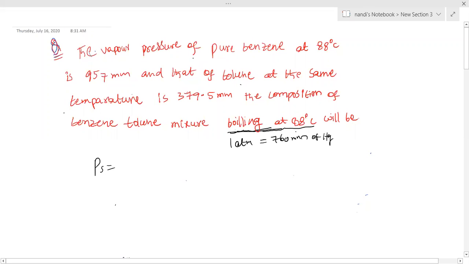So we know that the total pressure P equals, here they have given benzene and toluene. So I am taking P naught B, this is benzene. P naught benzene times X_B, this you have to take, plus P naught toluene times the mole fraction of toluene. Only two components, so you can write X_B equal to 1 minus X toluene.